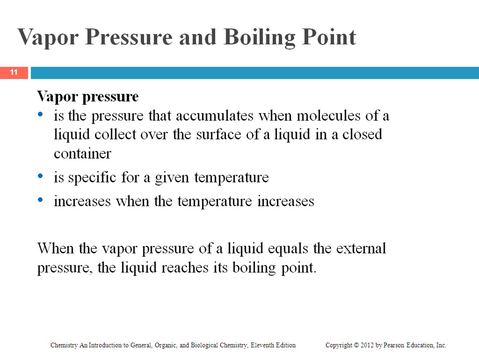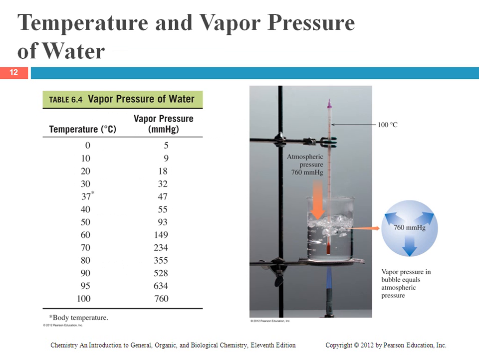So when the vapor pressure of a liquid, think about your water that you're standing there waiting to boil, when the pressure of that liquid equals the external pressure, so this would be the atmospheric pressure of your home or outside or wherever you may be, then the liquid reaches its boiling point when the pressure of the liquid equals the external pressure.